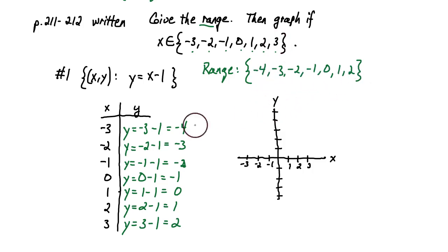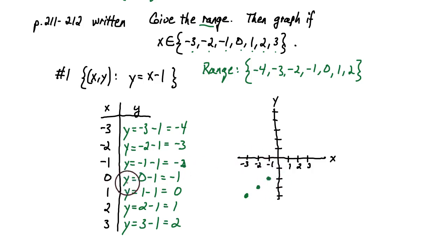Now we're asked to graph this. We have -3, comma, -4. So left 3, and then down to -4. Next one, -2, comma, -3. So left to -2, and then down to -3. Next row, -1, comma, -2. So left to -1, and then down to -2.